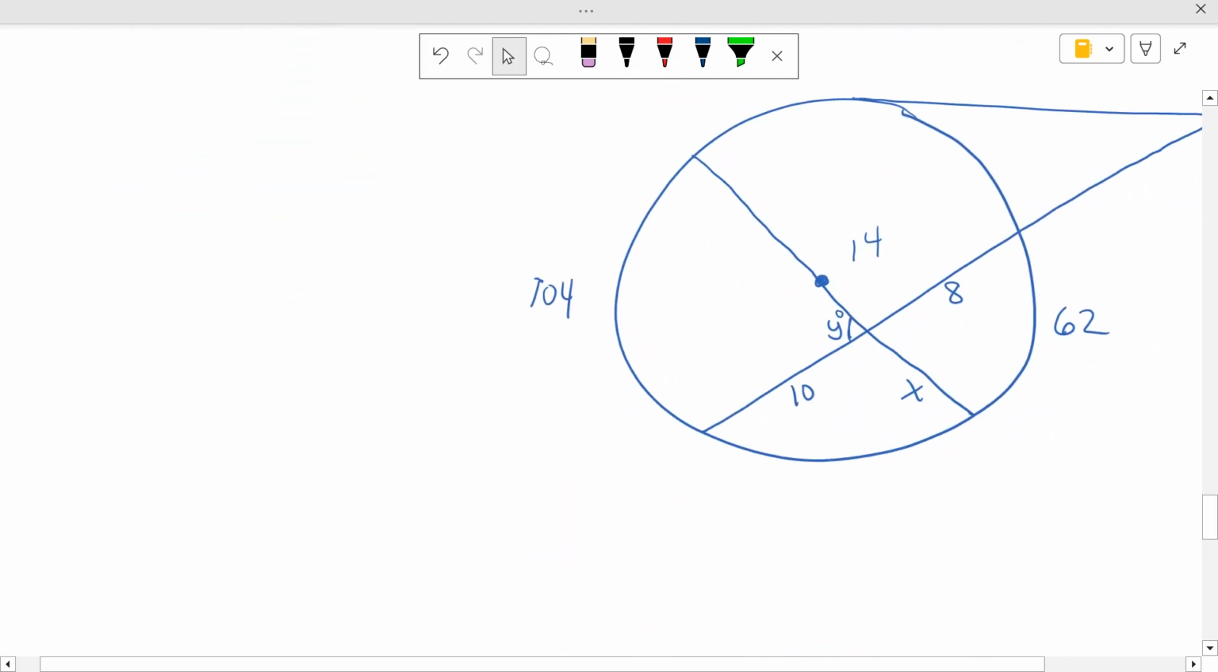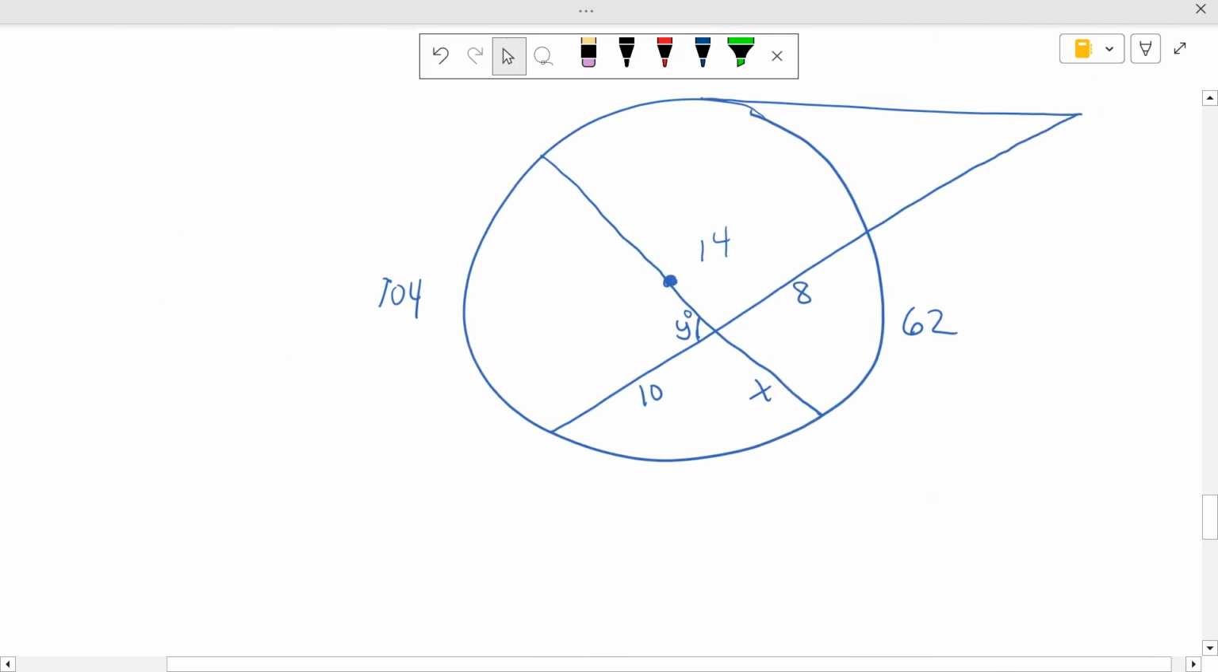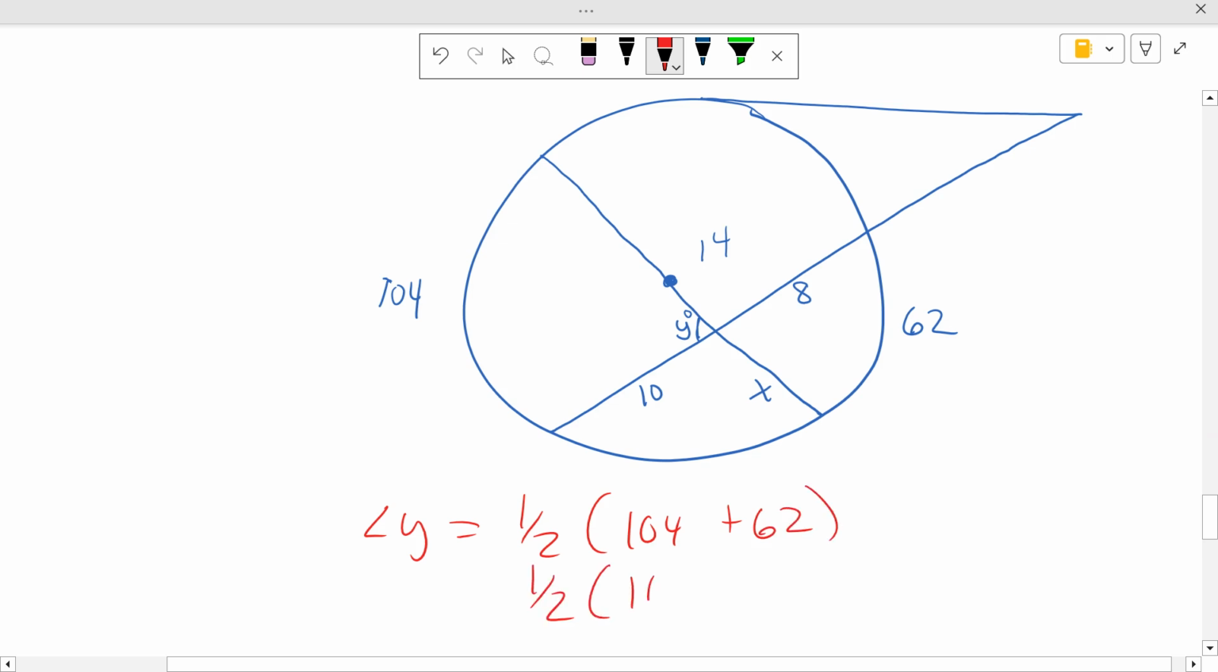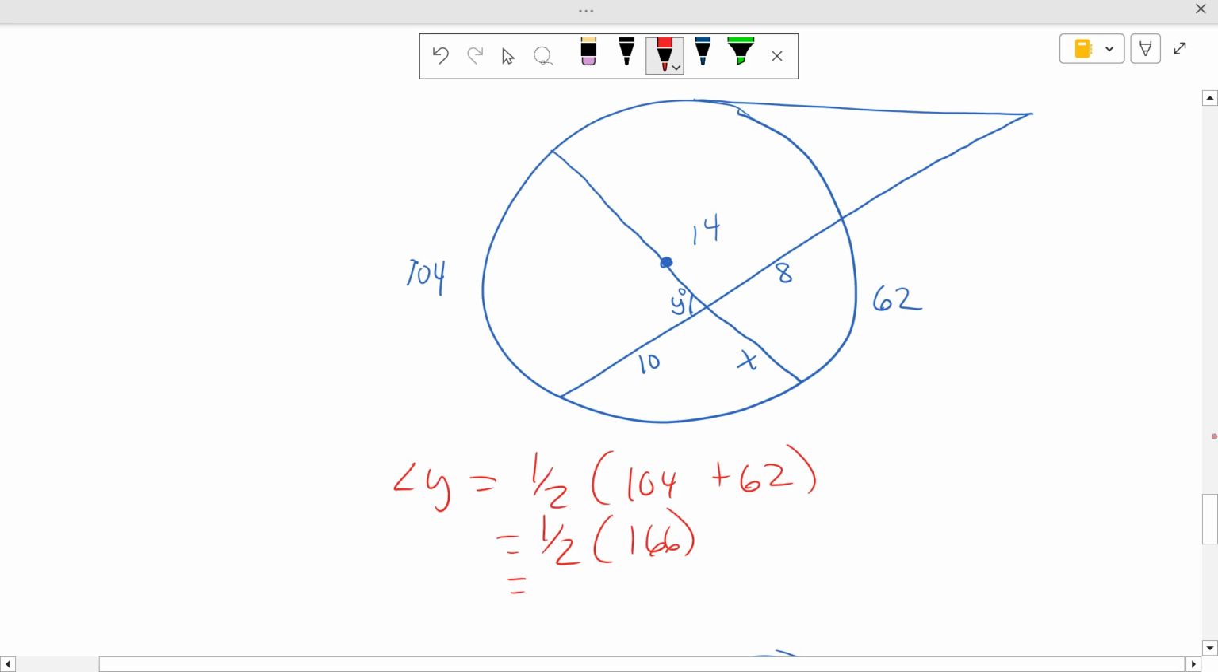Okay, now when lines cross inside a circle, do you add or subtract? When the angle is on the inside of the circle, you add. You take angle Y equals 1/2 of 104 plus 62. So it's 1/2 of 166. What's half of 166? 83. So this is an 83-degree angle.